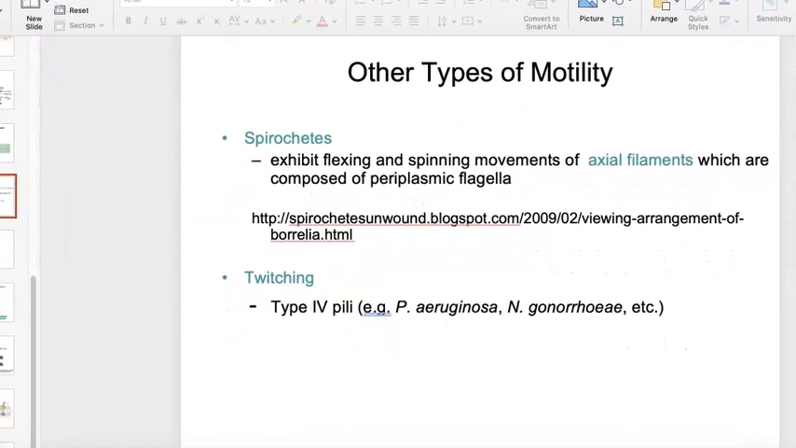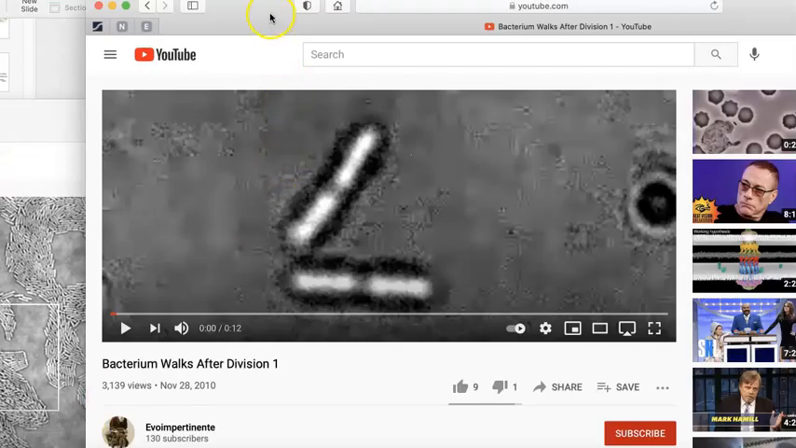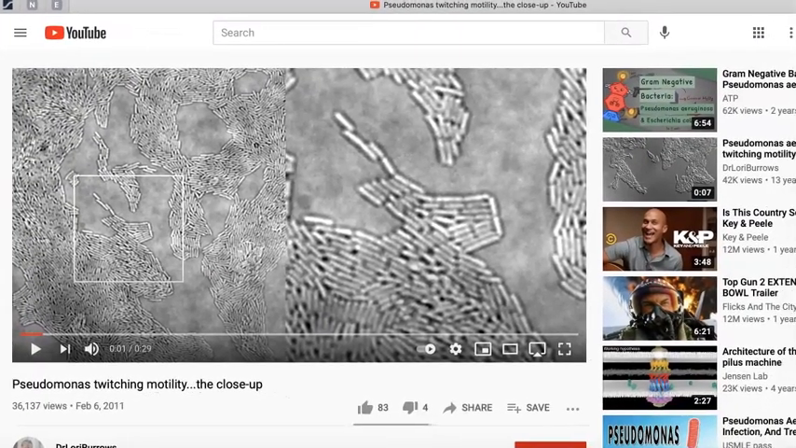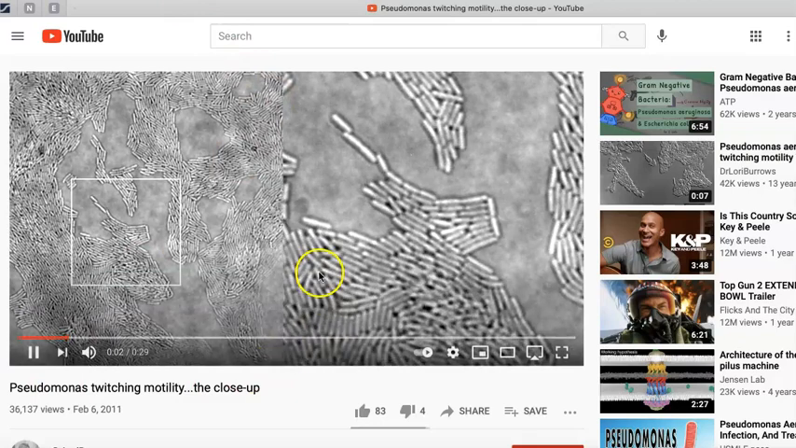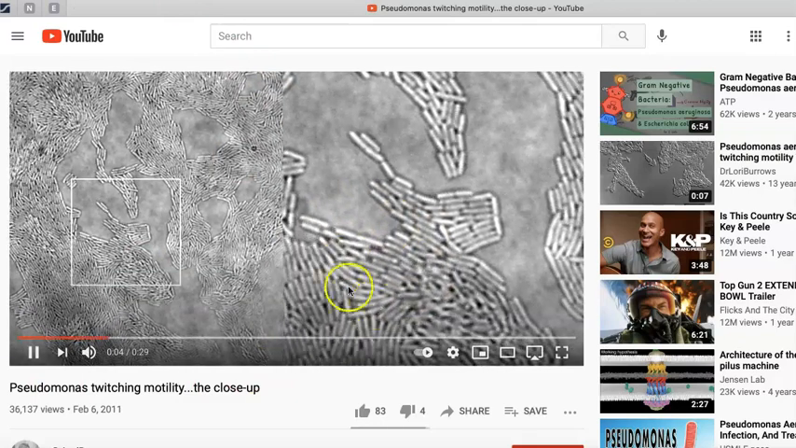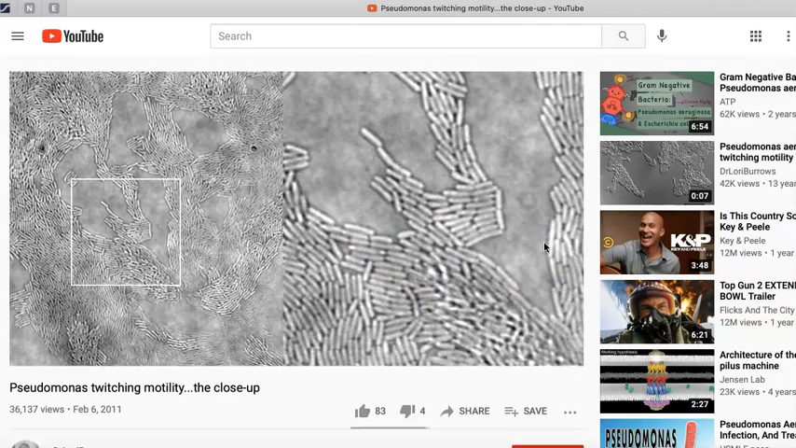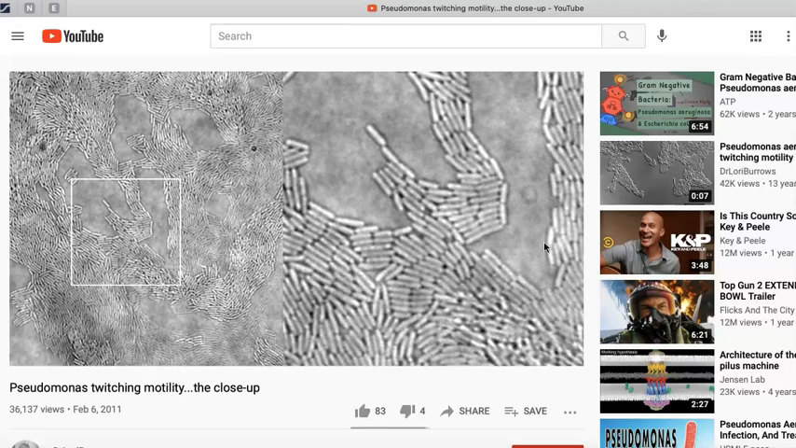Another thing to look at here is the so-called twitching motility that I've mentioned here. This is just the ability of microbes to move along surfaces using very specialized pili. In this particular case, you can see Pseudomonas aeruginosa twitching, moving along a surface. And this surface could be an agar plate, or it can be the lungs of an infected patient.